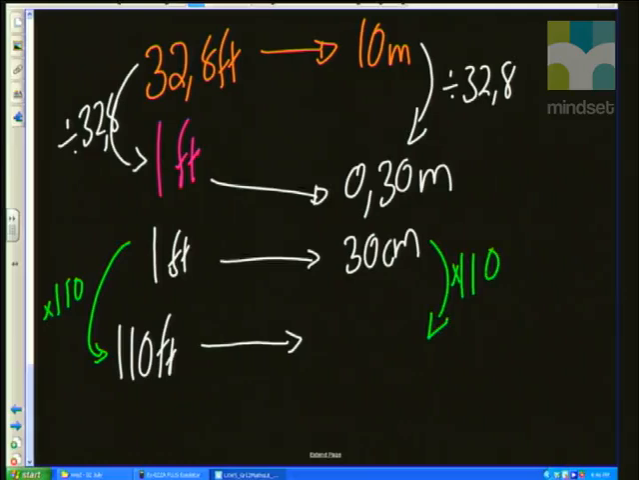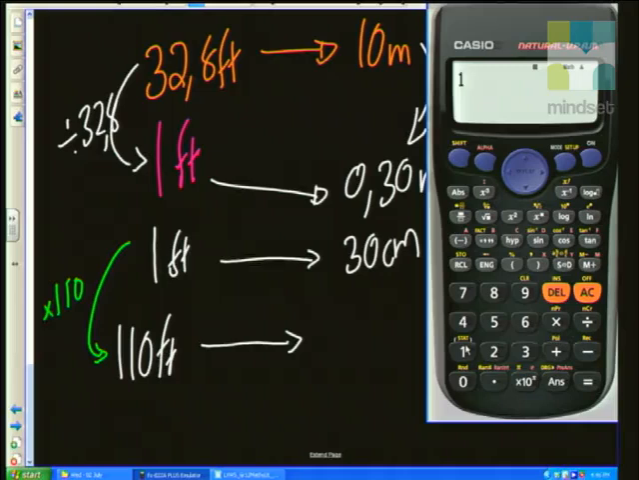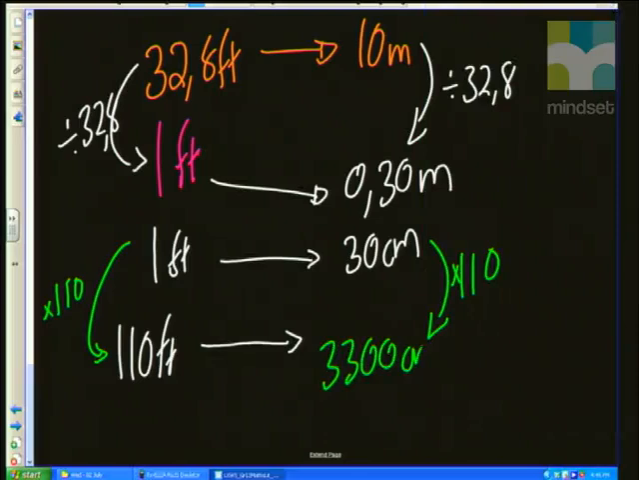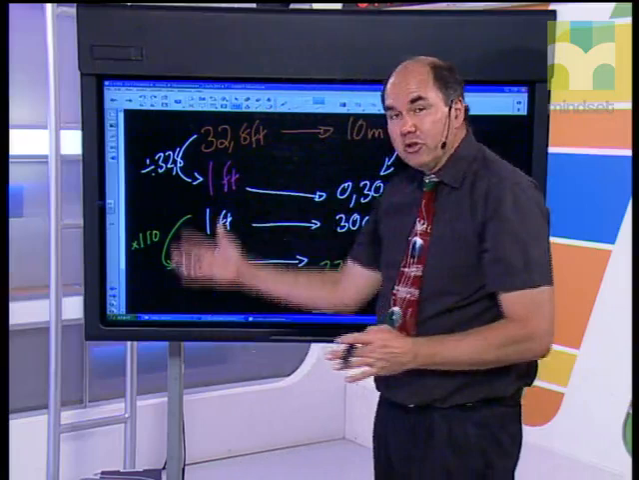And if we do that, 30 multiplied by 110 gives us an answer of 3,300 centimeters. 3,300 centimeters. Okay? Hope you see exactly how that's working. Make sure that you've got it right, and make sure that you check your calculations to see that you haven't made a mistake.